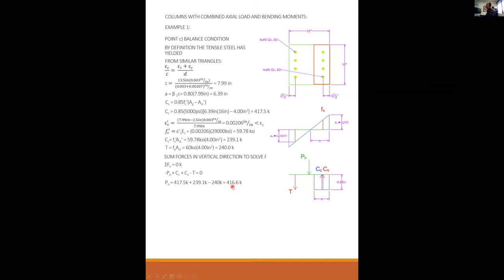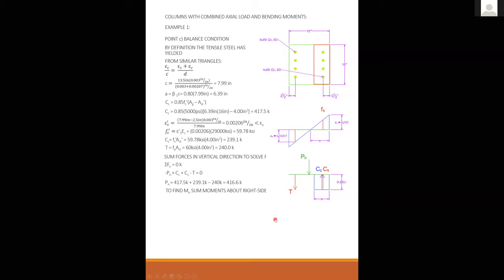Professor, where are you getting the four from? I'm trying to get it from the picture. Is it right here? Okay. Four number nines on the compression side and four number nines on the tension side. Oh, so they have four on each side. Yes. Okay. So the steel inside the compression block is four number nines, so that's this 4 inches squared. And the steel on the tension side is four number nines, so that's this 4 inches squared. Got it. Thanks. Sure.